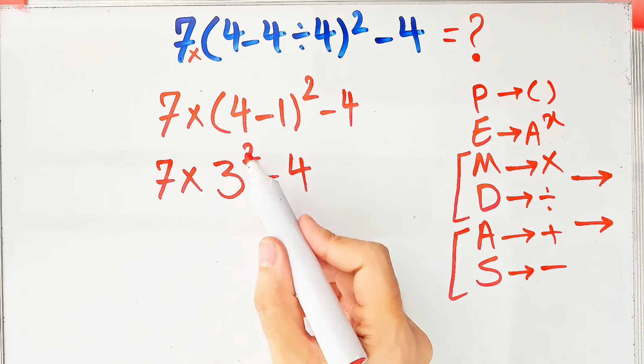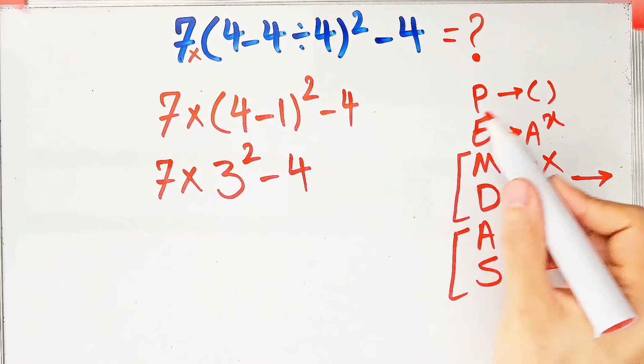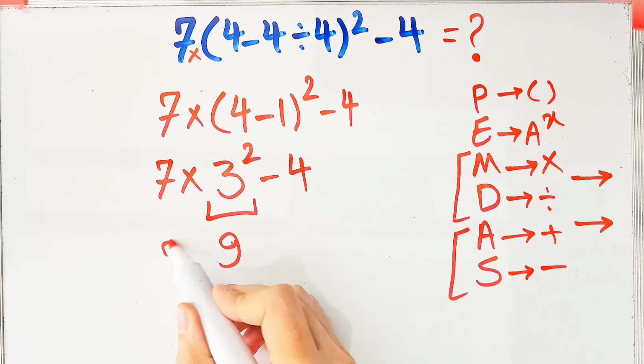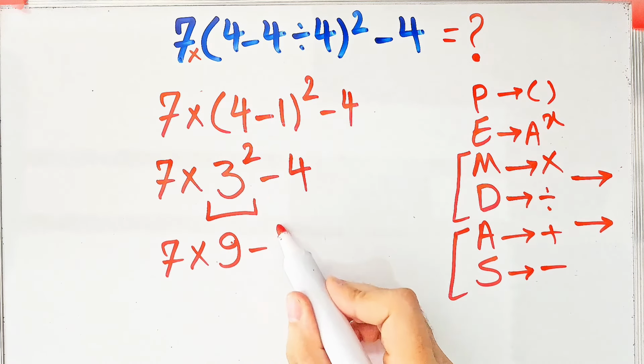Now we have multiplication, exponent, and subtraction. First, we simplify the exponent. 3 to the power of 2 equals 9. 7 times 9, then minus 4.